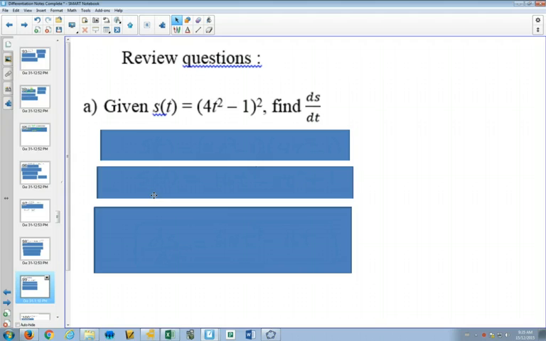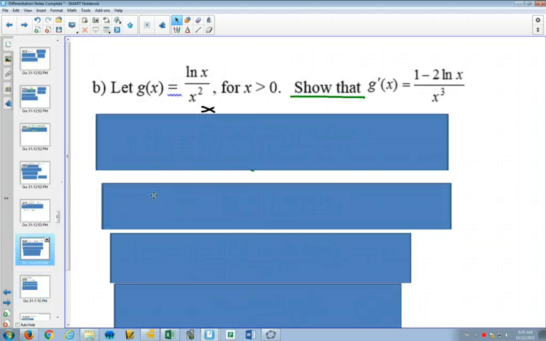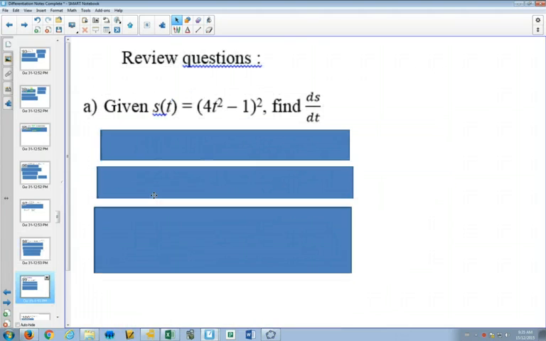Oh, this doesn't appear in your book, right? I'm missing a question in between here. Okay. So example 6, I'll find it on here.